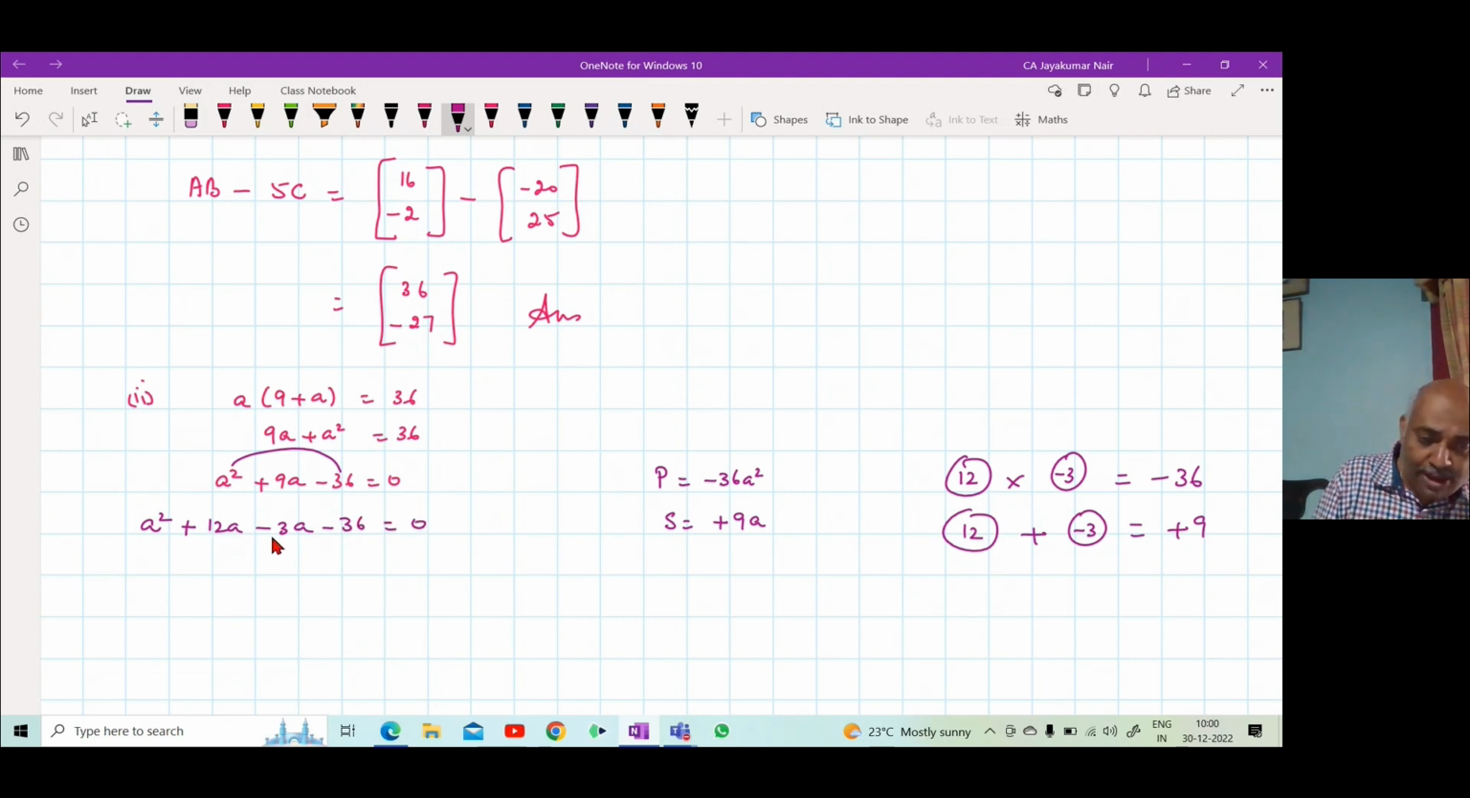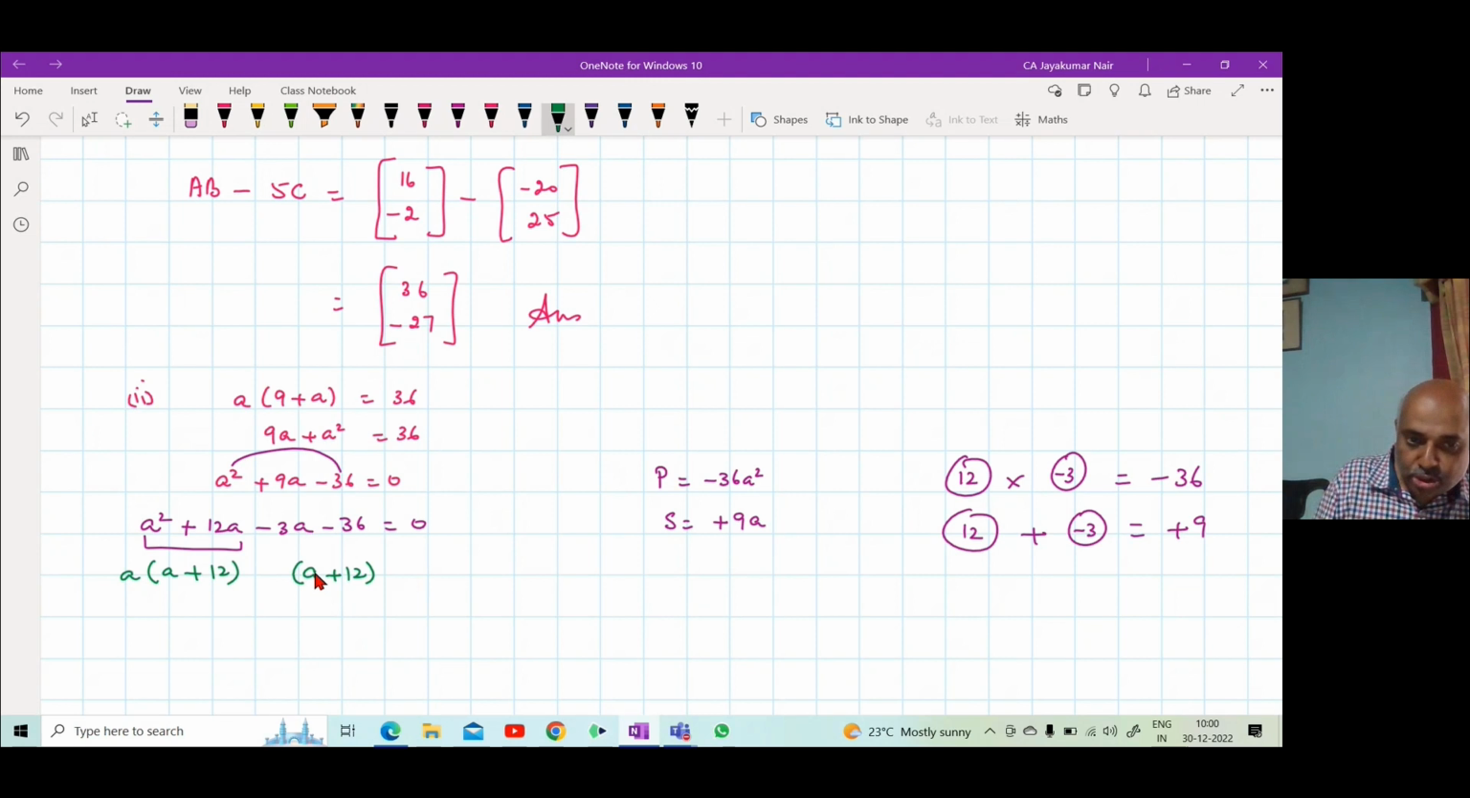Please remember, when I add these two, I must get plus 9A. When I multiply these two, I should get the product. So what's common in these two? A is common. I'll take A out. So it is A into A is A squared, A into 12 is 12A. So once you get what is within the bracket, the same thing has to be written here. You can't have a different expression. It has to be the same value.